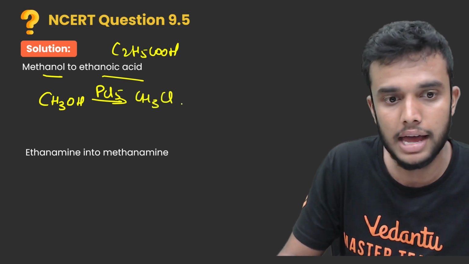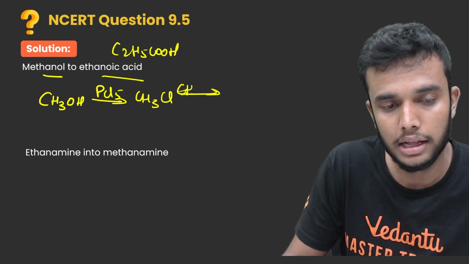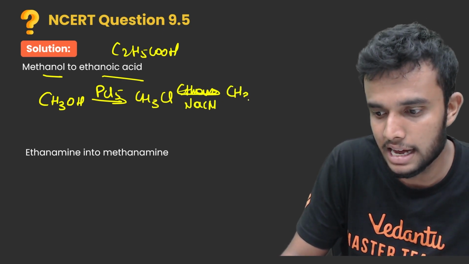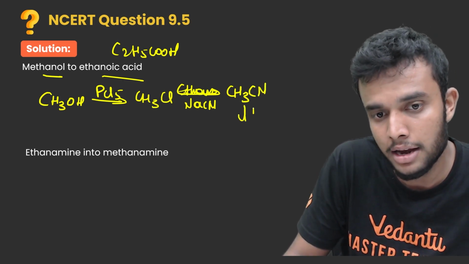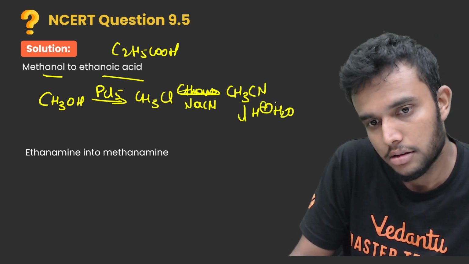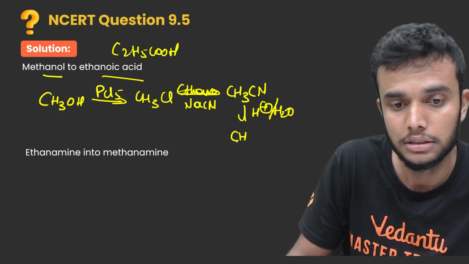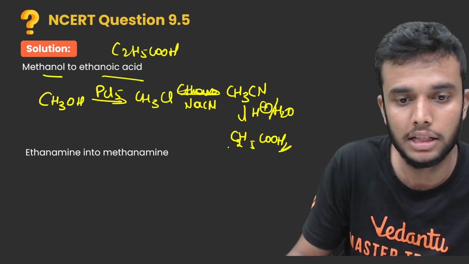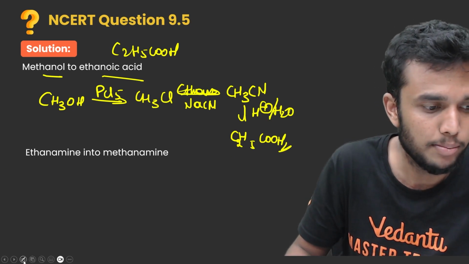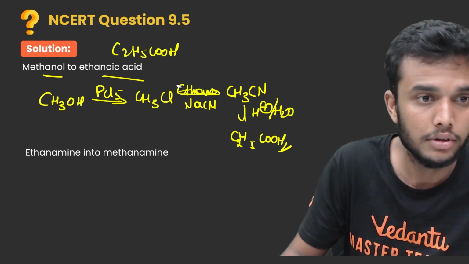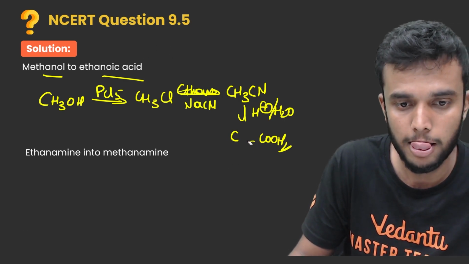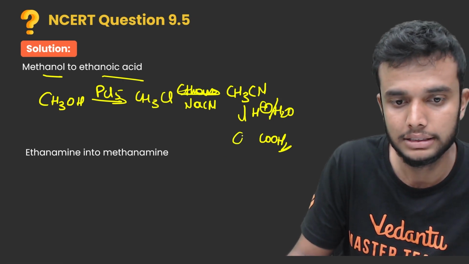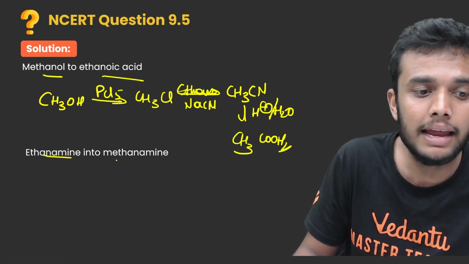Next, ethanolic NaCN. What will it yield? It reacts to yield the CH3CN group, the cyano substitution group. Then reduction to yield C2H5COOH. Understood? We want ethanoic acid. Sorry, students, it's propanoic acid. We get CH3COOH. Yes.